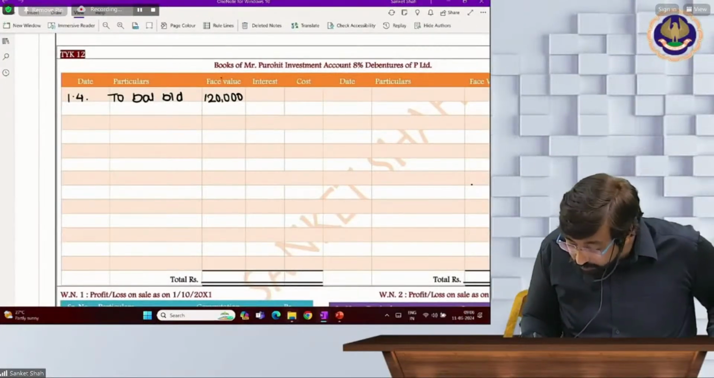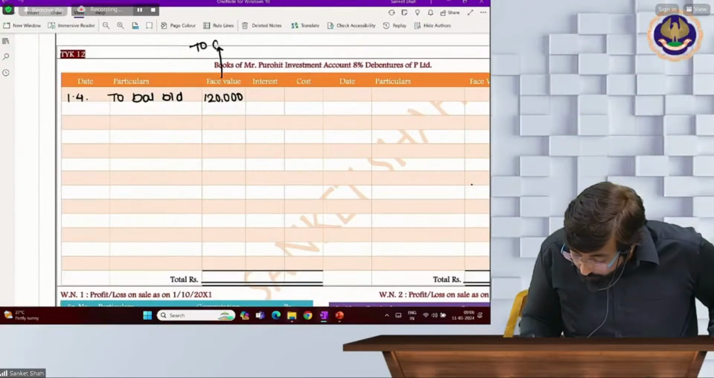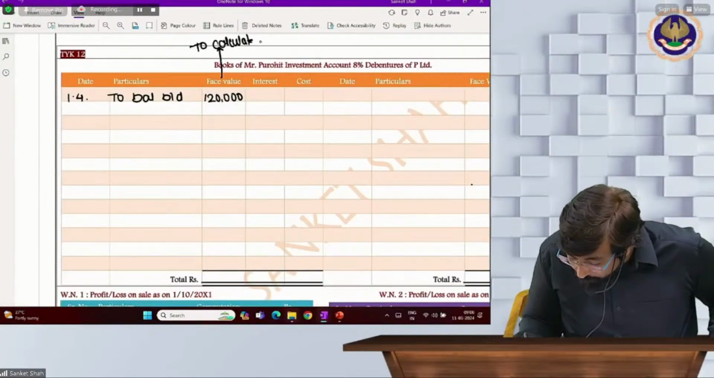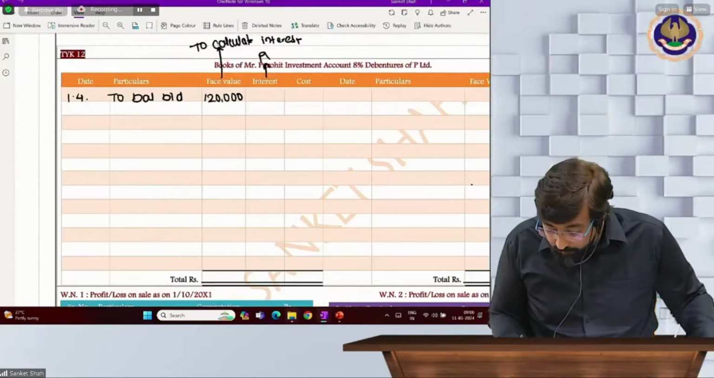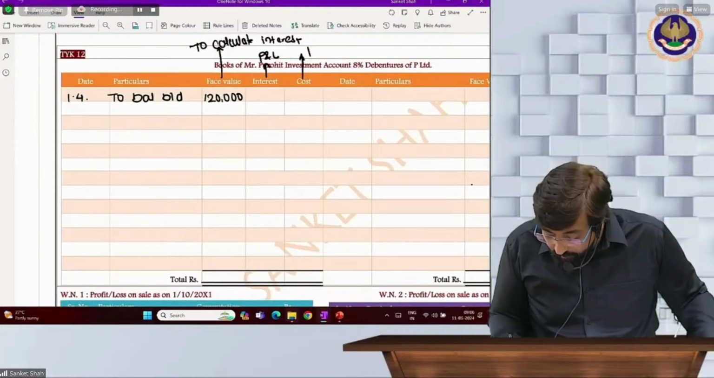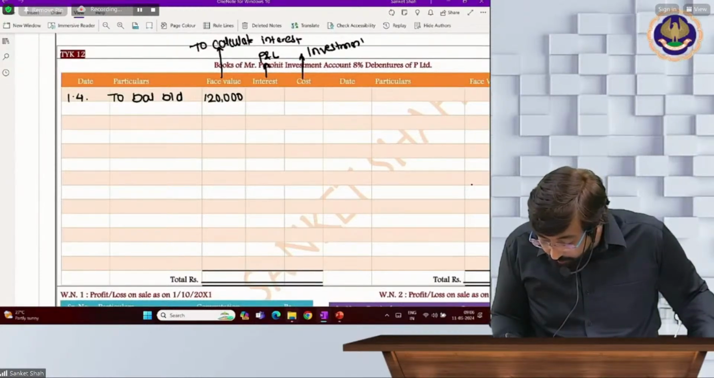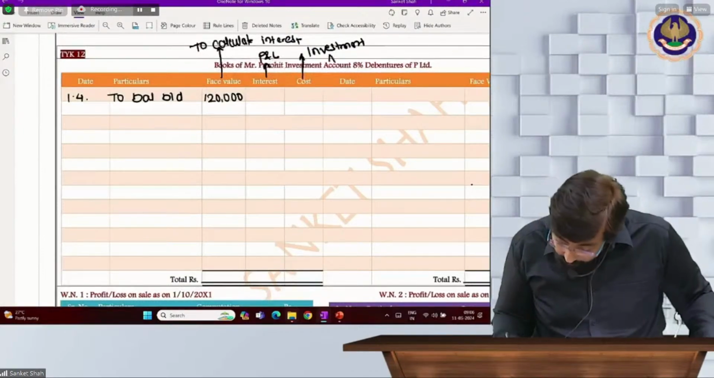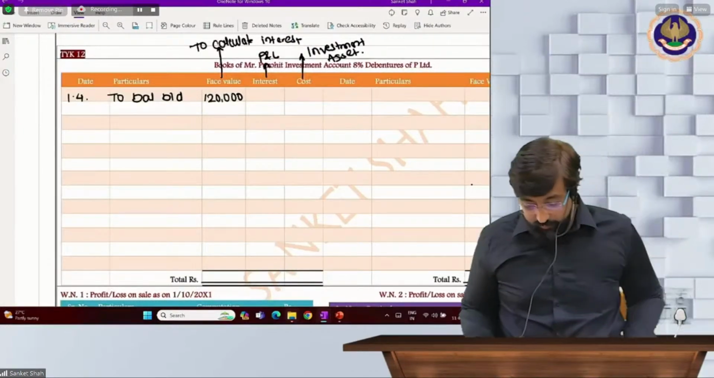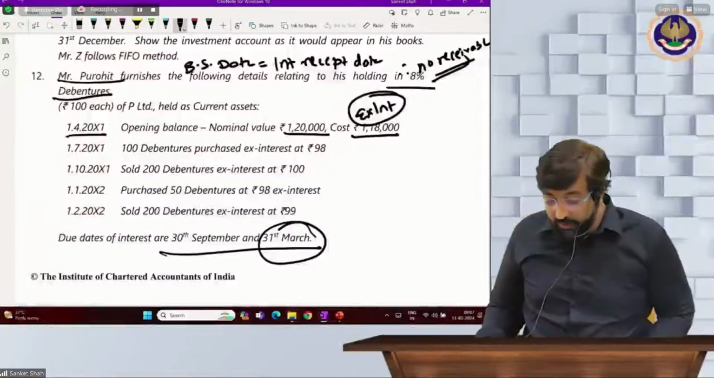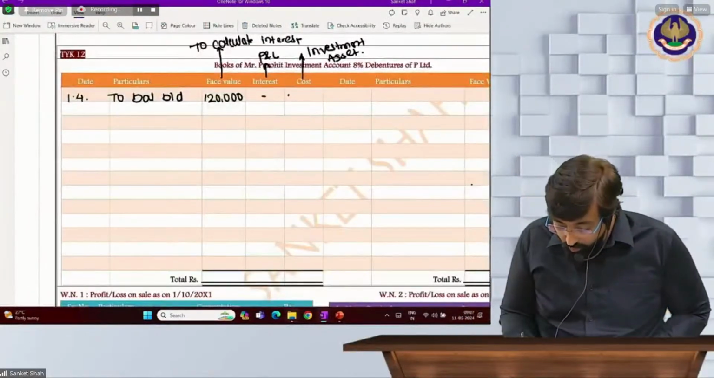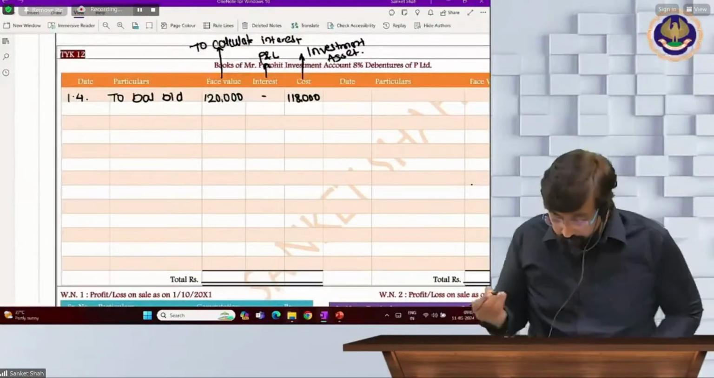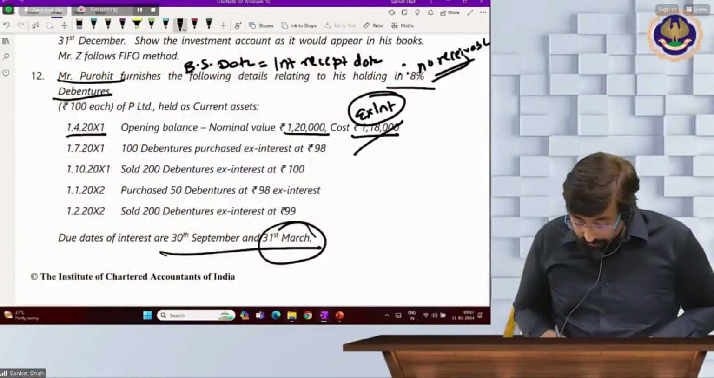Why do we prepare the face value column? Because interest is calculated on face value, to calculate interest. Interest, where to transfer? P&L. And cost is on the balance sheet asset side. Whether there is any opening receivable interest in this question? No sir. Okay, so cost is 1,18,000. Very good, beta.